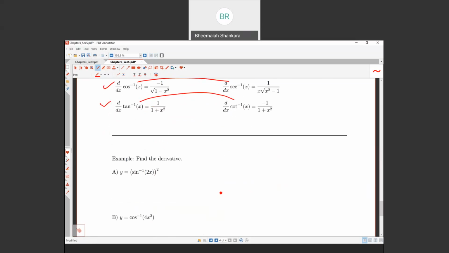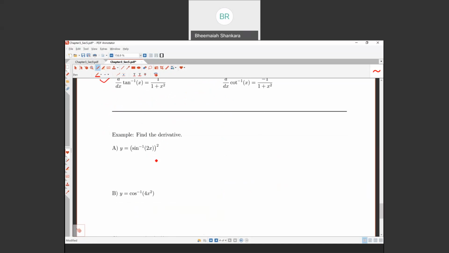Find the derivative of y equal to sine inverse of 2x squared. So we can write this as arc sine of 2x, and then you have a square. So now let's derive this. Derivative of y is y prime, which is the same as dy over dx. First we see this exponent 2, we do a power rule. So it's 2 times arc sine of 2x, and the new exponent we have is 1.